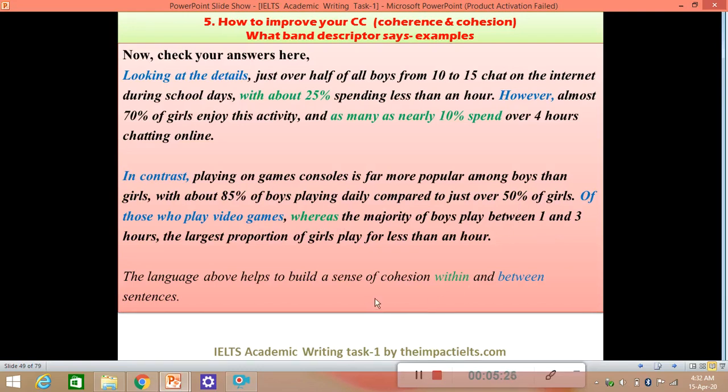So the language above helps to build a sense of cohesion within and between the sentences. Okay, I hope you have understood. We will discuss different kinds of devices of coherence and cohesion in the coming video.